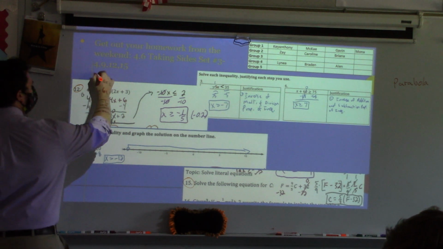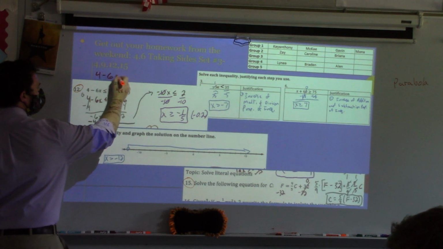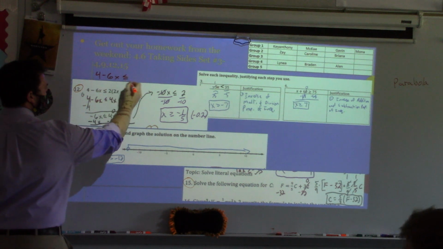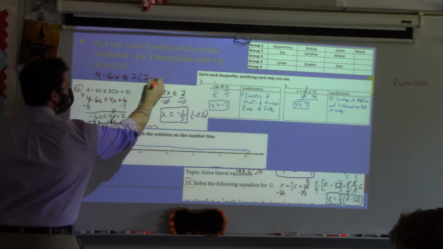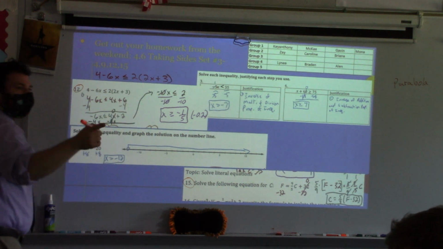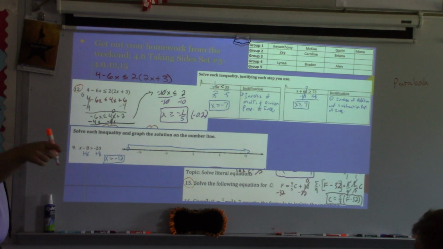Hopefully, we're pretty good at graphing on the number line, but number 12 is a little bit more complicated. Can y'all see this orange marker, or should I switch to something else? What do you say, Caroline? So I can see it. You can say fine, we're good? Okay. So, I mean, you can already see the work there.